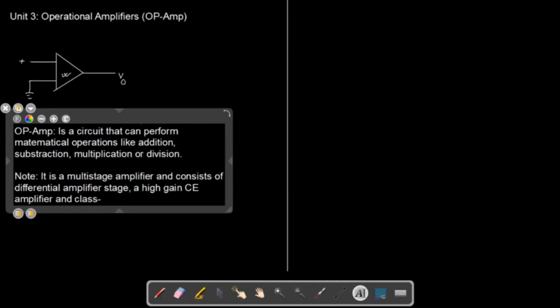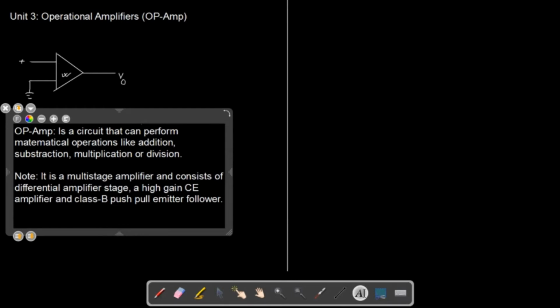And then there is a class B push-pull emitter follower. These push-pull amplifiers or push-pull emitter amplifiers are something which is taught in some universities at the undergraduate level. You might have studied it, but anyway we are just going to study this from the beginning. Emitter follower. So these are some important parts.